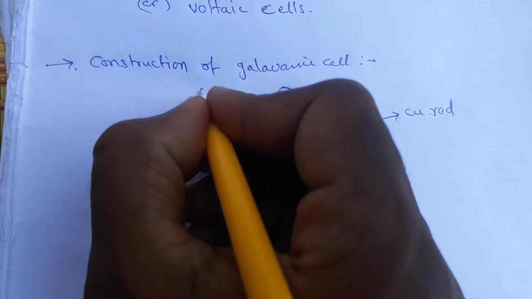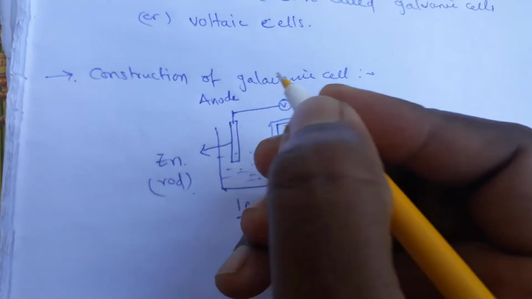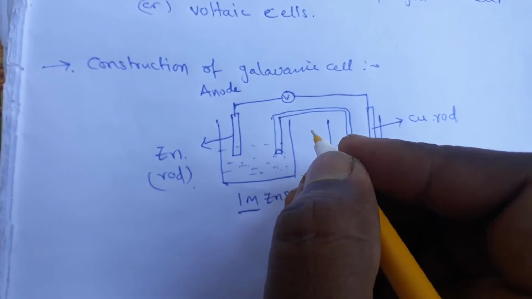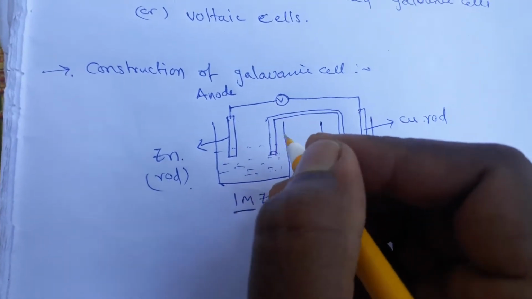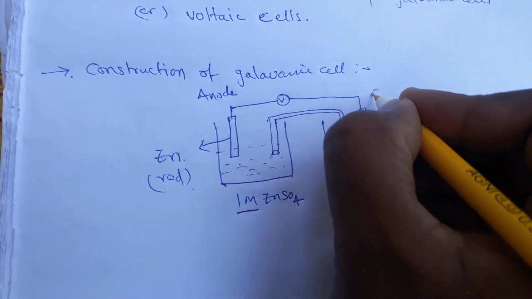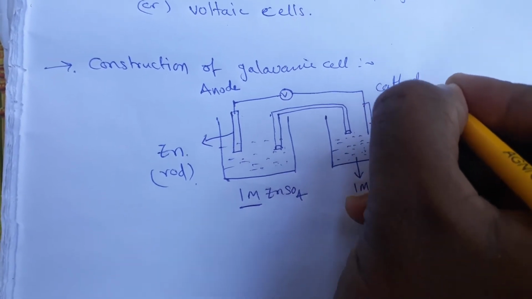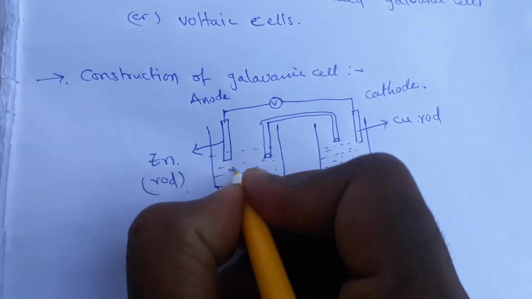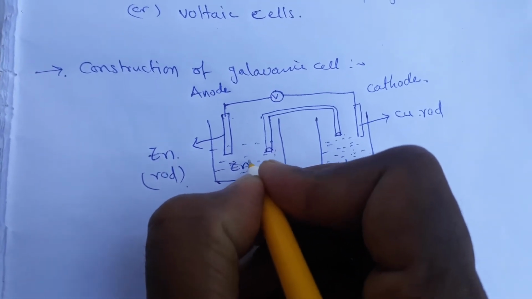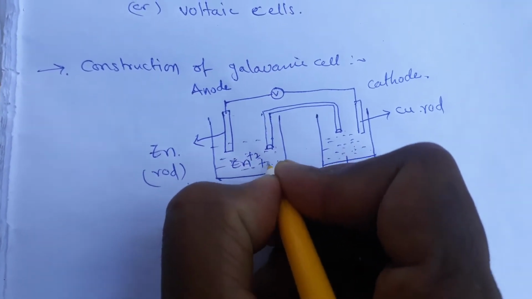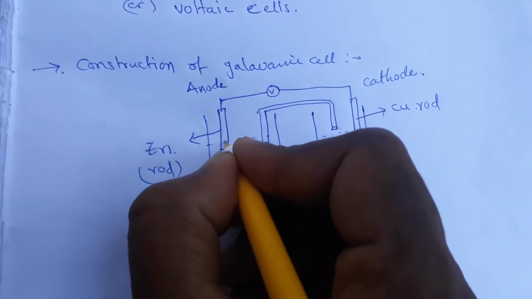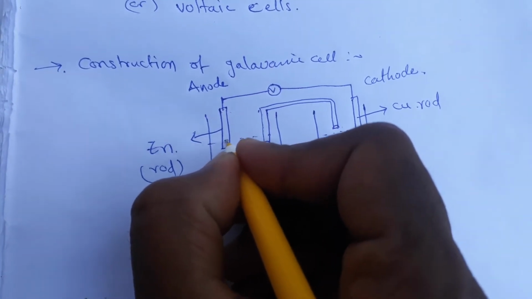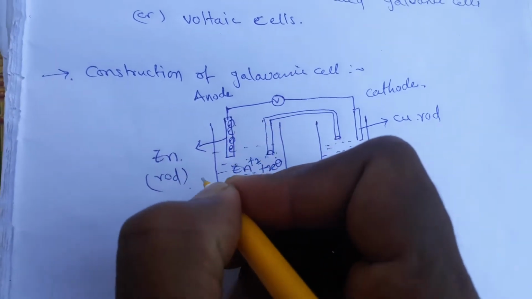So here it is anode, and here it is cathode. But here what will happen: zinc is going to be converted into zinc 2+ ions plus 2 electrons. So 2 electrons are passing from here, so electron flow starts from here.